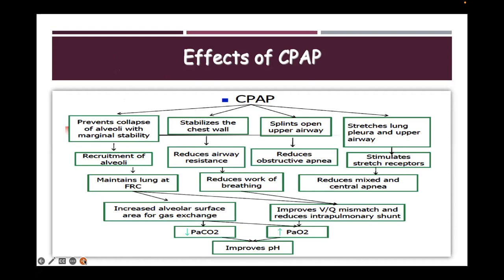By splinting open the airways, the CPAP prevents obstructive apnea, and by stretching the lungs, thereby stimulating the J receptors, it also helps in central apnea. But one thing to remember is whenever we are managing a case of apnea, caffeine remains the drug of choice. So both caffeine and CPAP work hand in hand.